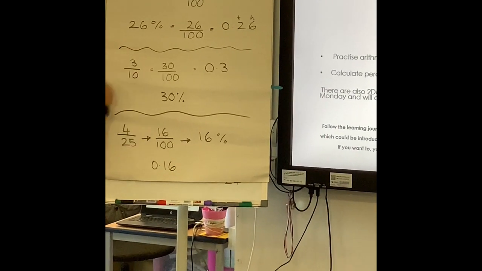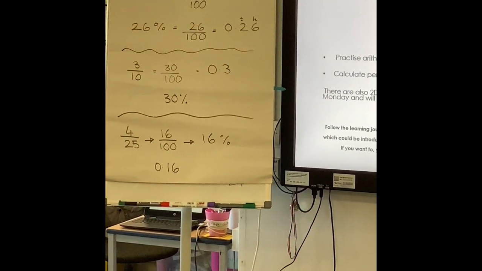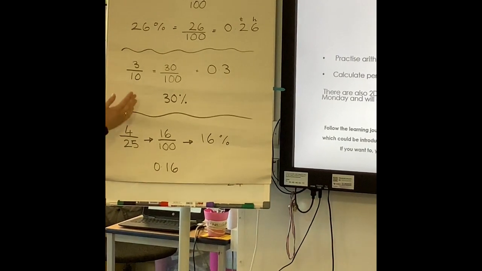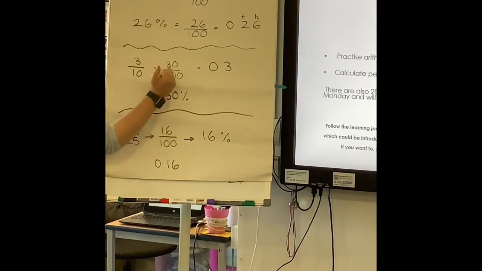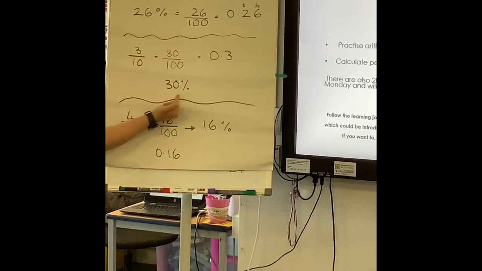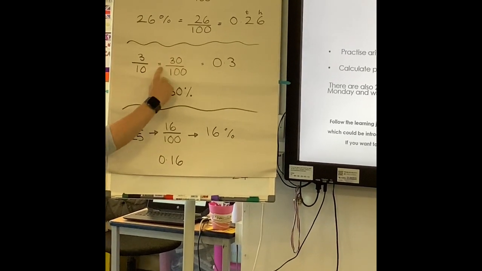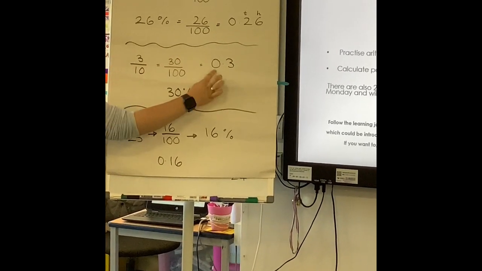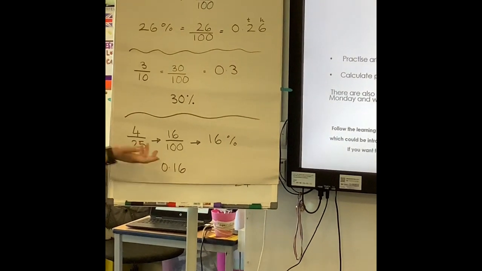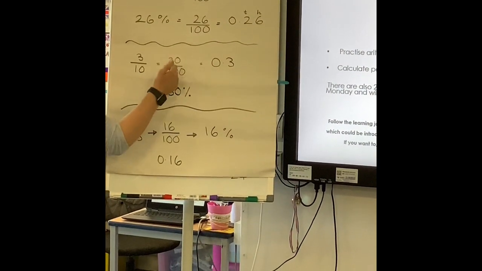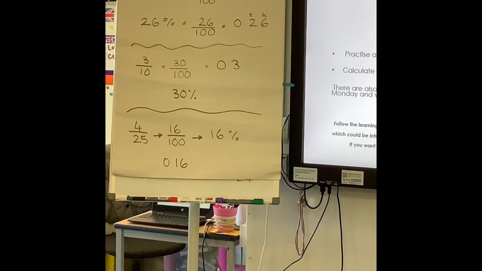Okay, what if it looked like that and was given to you as 3 tenths? Again, it's pretty simple. Turn it into hundredths, times both by 10 to get 30 hundredths. That is the same as 30% because you've got 30 per 100, which is 0.3 as a decimal, because 3 tenths is the same as 30 hundredths.